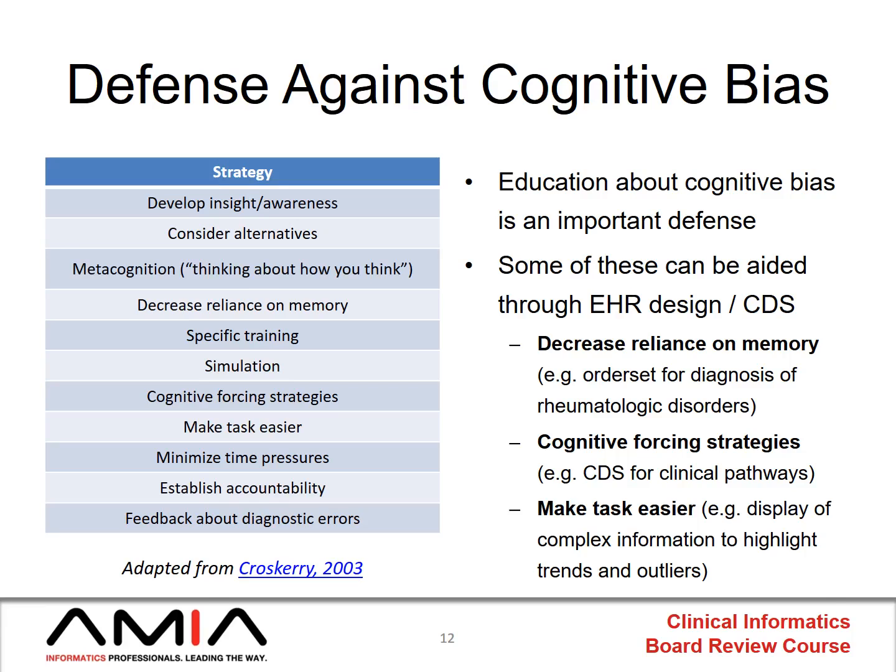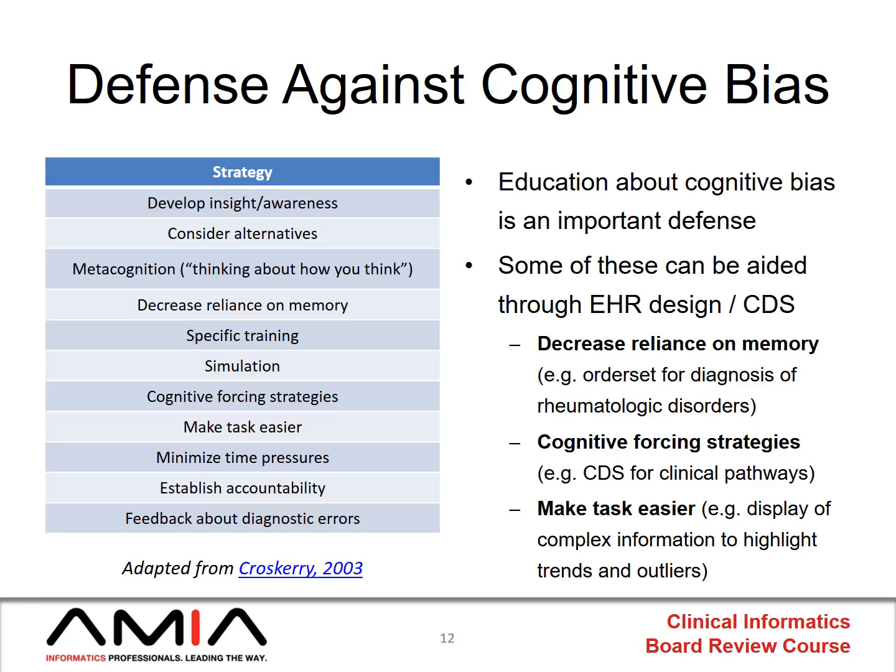So, for example, developing insight and awareness into how humans make mistakes when making medical decisions, and forcing yourself to consider alternatives so that you don't have premature closure or anchoring, in something called metacognition. So this is thinking about how you think. What was it that led you down a specific diagnostic path? And is it possible that you committed an error, one of these cognitive biases, in doing so?